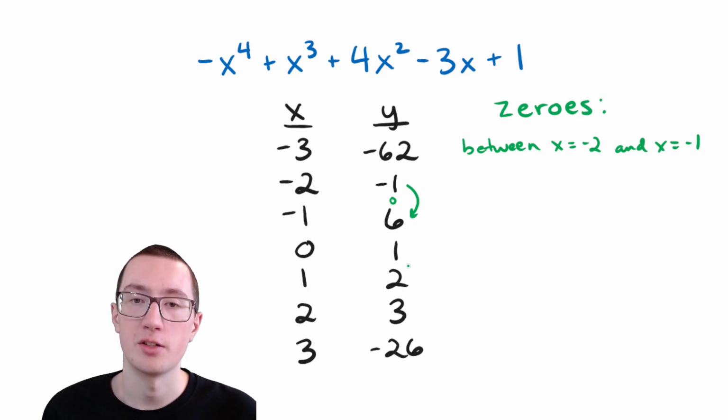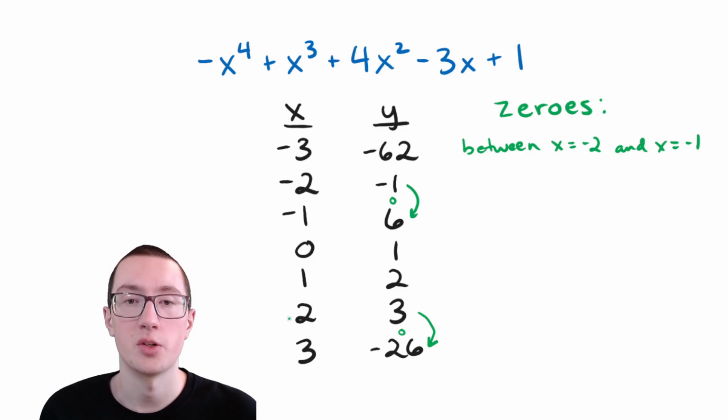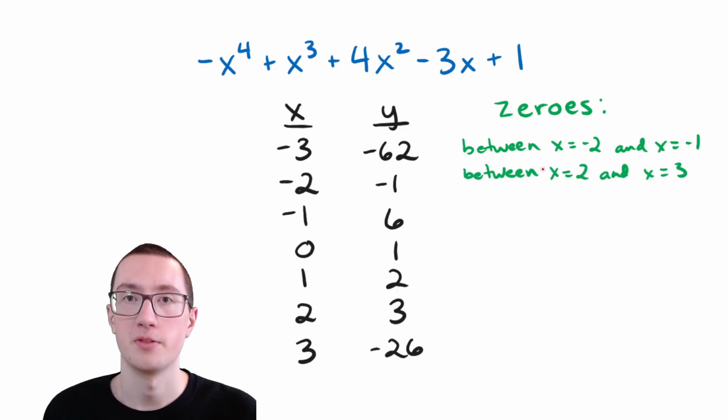Where else do we see that happening? Well, it stays positive for this whole time, but then it becomes negative again here. We switch signs, which means that 0 is in between here. We crossed 0 at some point. So we cross 0 at some point between x equals 2 and x equals 3. So let's write that down. So we have now found our zeros. Let's go ahead and find relative maxima and minima now.